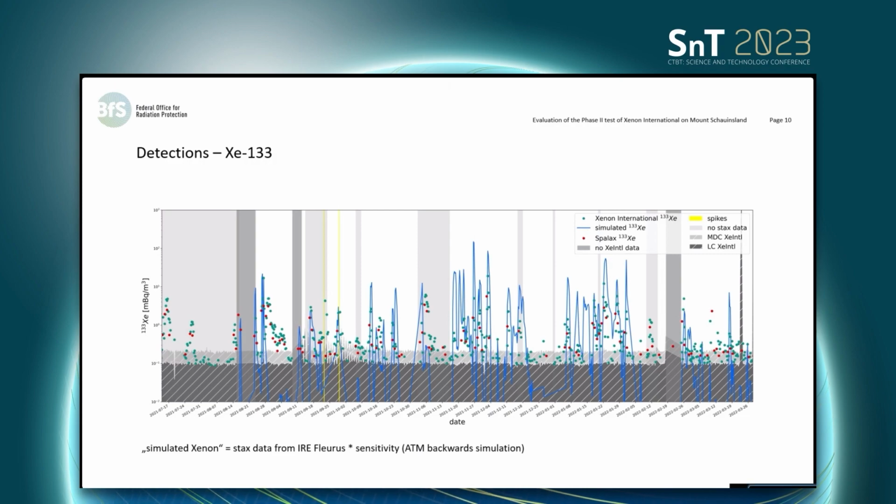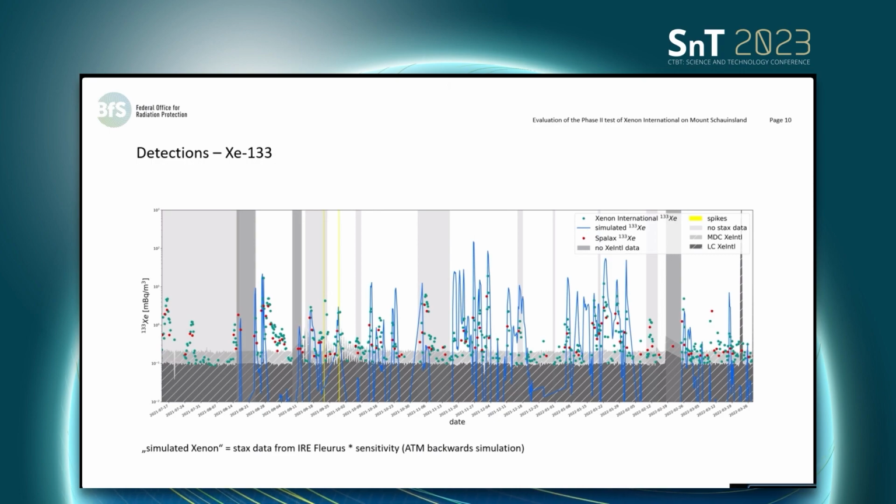Because we get 4 times more samples, we have a bit lower MDC, and for a medium-sized national data center, it's a bit challenging. So the STAX data really helps in this case. Here, this blue line is the simulated Xenon, and then we have these light gray areas. That's when, unfortunately, the STAX monitor in Fluus wasn't working. I'm not sure how well this light gray can be seen, but it's okay.